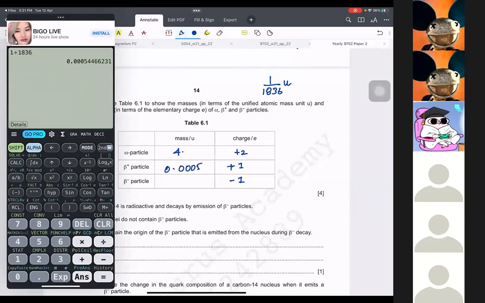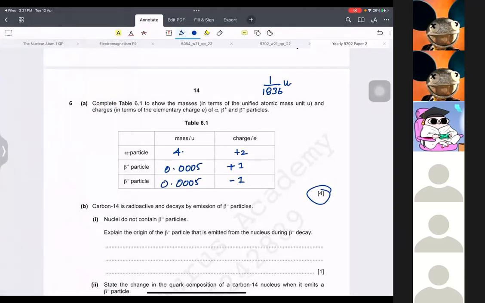0.0005. So that's why they're very clever giving you 4 marks. Oh. So Anusha, we got to write this, unfortunately, in this one.